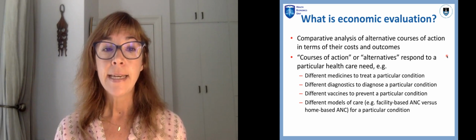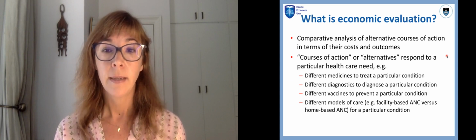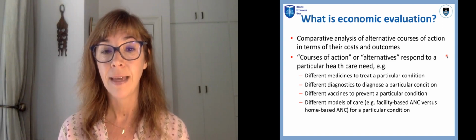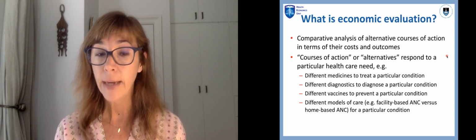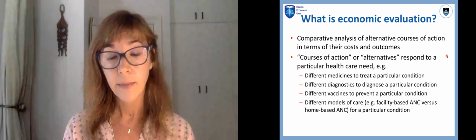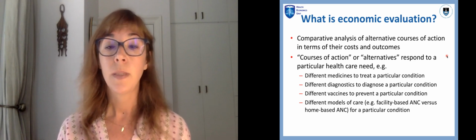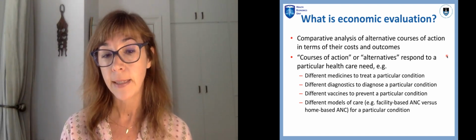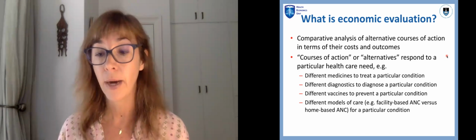So this idea is that we are comparative and we need to focus on different ways of doing the same thing. So courses of action or alternatives respond to a particular healthcare need. For example, different medicines to treat a particular condition, different diagnostics to diagnose a particular condition, different vaccines to prevent a particular condition, or different models of care. For example, which is more cost effective? Is it better to have facility-based antenatal services or home-based antenatal services? And again, for a particular condition, in this case, the condition would be pregnancy.